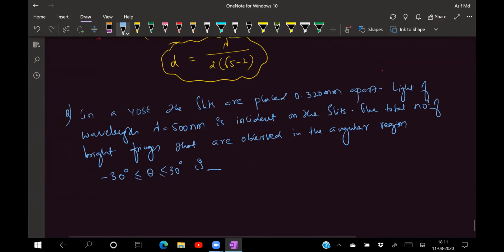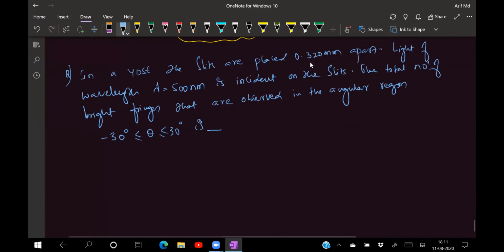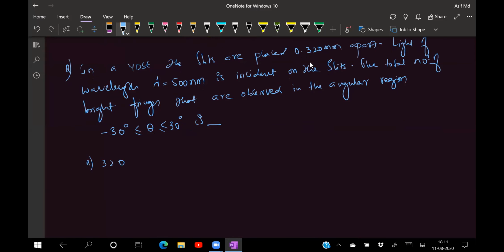Okay, I'll give the options for this one. First option is 320. Second option is 641. Third option is 321. And fourth option is 640. Can anyone give me the answer for this one?